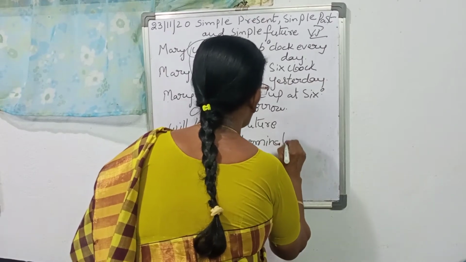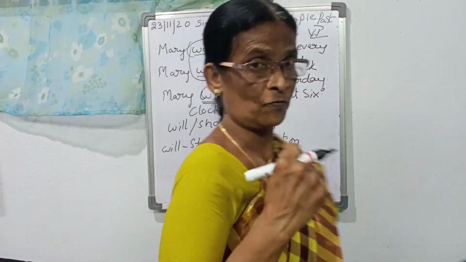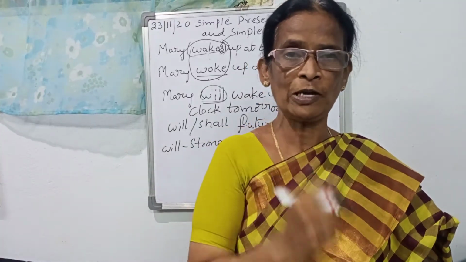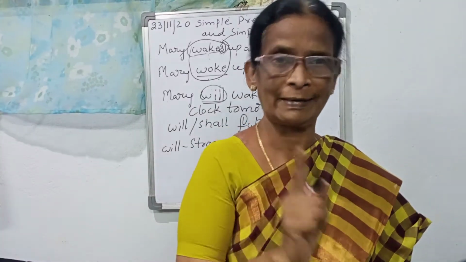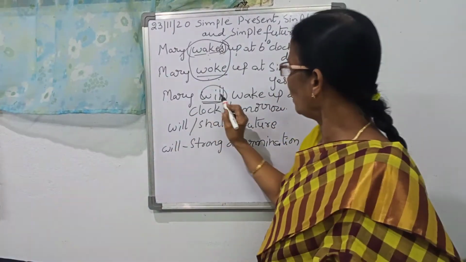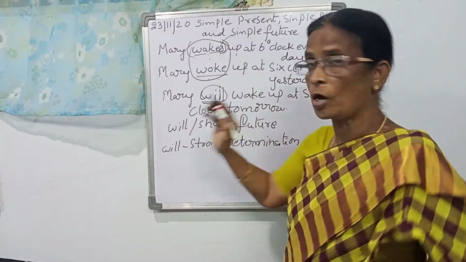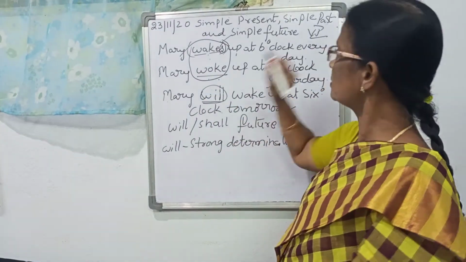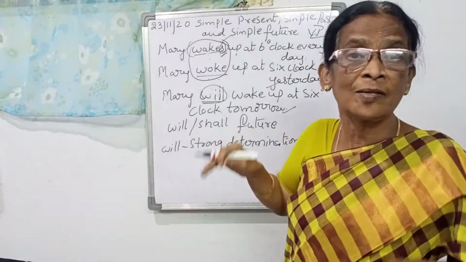Determination. When you use "will", that is our moral responsibility. Will shows strong determination. So, Mary will wake up at 6 o'clock tomorrow. This is tomorrow's action. This is yesterday's action. This is present action.